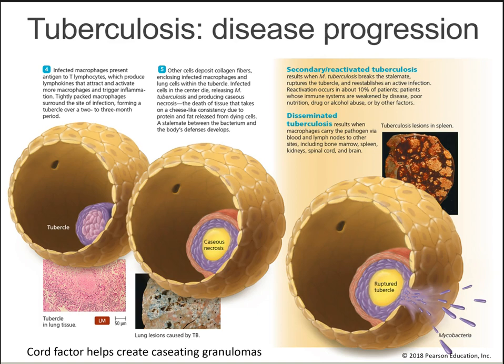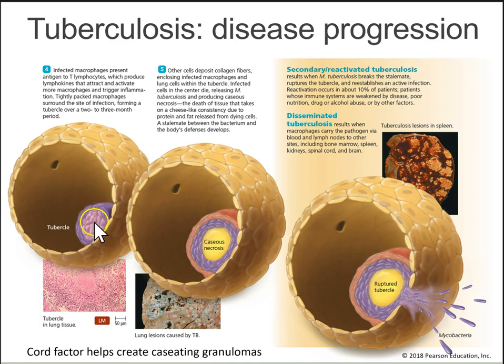So the antigen is presented on the surface of the antigen presenting cell, and that is presented to T cells, which are then recruited to the site of the infection in the alveoli. These T lymphocytes then produce lymphokines that attract and activate more macrophages and trigger inflammation. So now all of a sudden you have inflammation in the lungs as well, deep in the lungs. And these macrophages become tightly packed in these things called tubercles.